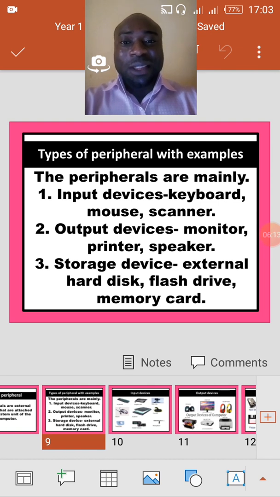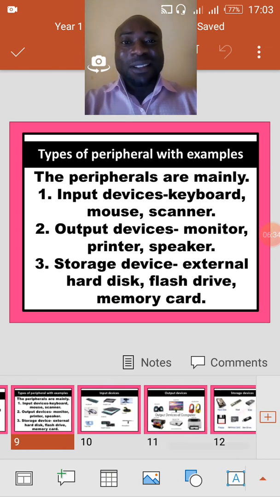Now let's look at the third one, storage device. When you hear storage, it means it stores something. So the devices that we use to save our work are called storage devices. So let's look at the examples. We have 1 external hard disk, 2 flash drive, and 3 memory card. So let's look at the picture. We have 3 types: input, output, and storage. And under the 3 types of peripheral, we now have examples.